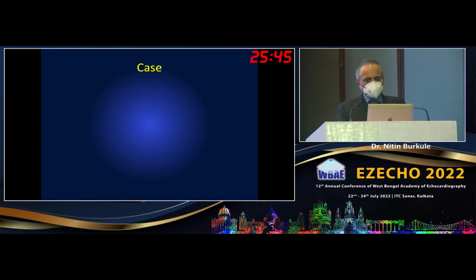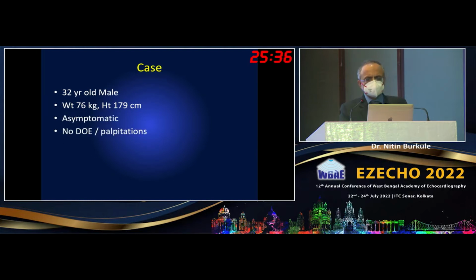Now let us take another case. Okay, now this is a 32-year-old male, and he is asymptomatic. He has dyspnea on exertion and palpitation. Now he has a hypertrophy, and there is no family history of sudden cardiac death.